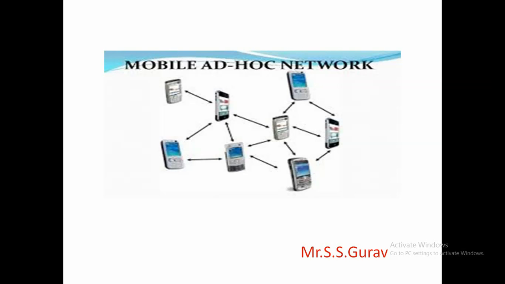Nowadays you are using smartphones for communication purposes, and the communication goes from transmitter to receiver. Whatever communication we get, that is the basic definition of MANET. In mobile ad hoc network, mobile means moving, not static somewhere. It's always moving, and ad hoc means there is no permanent structure or infrastructure.